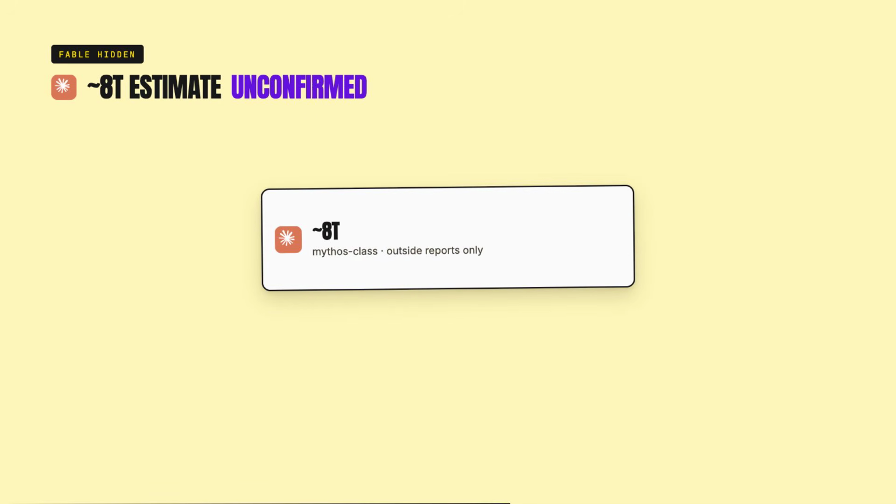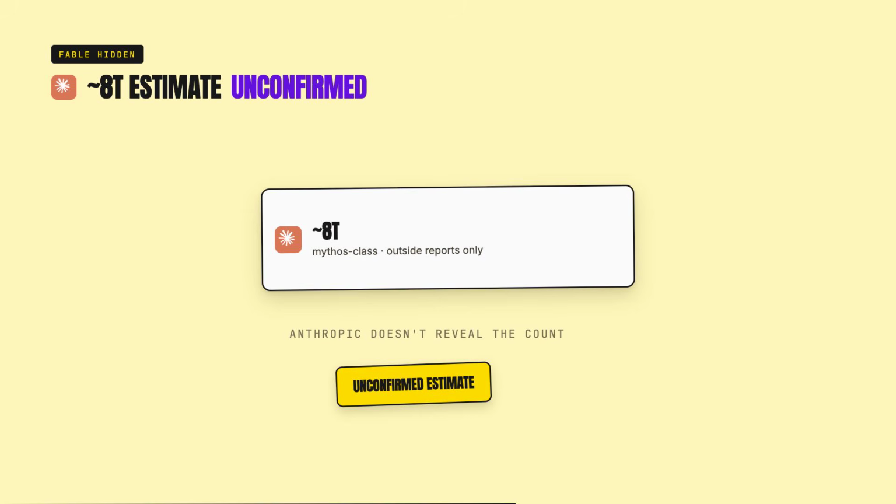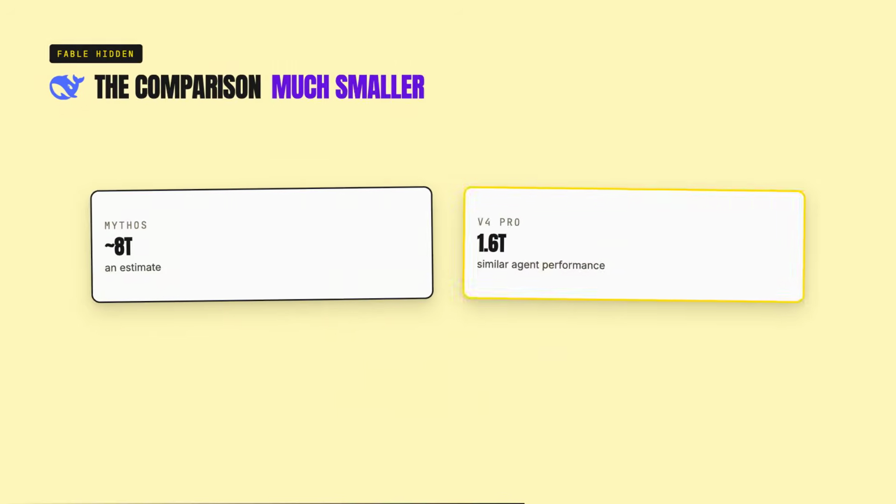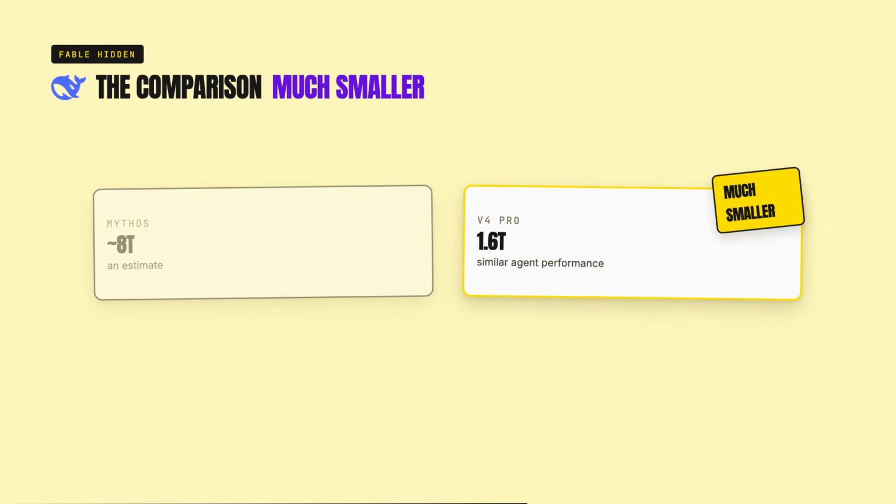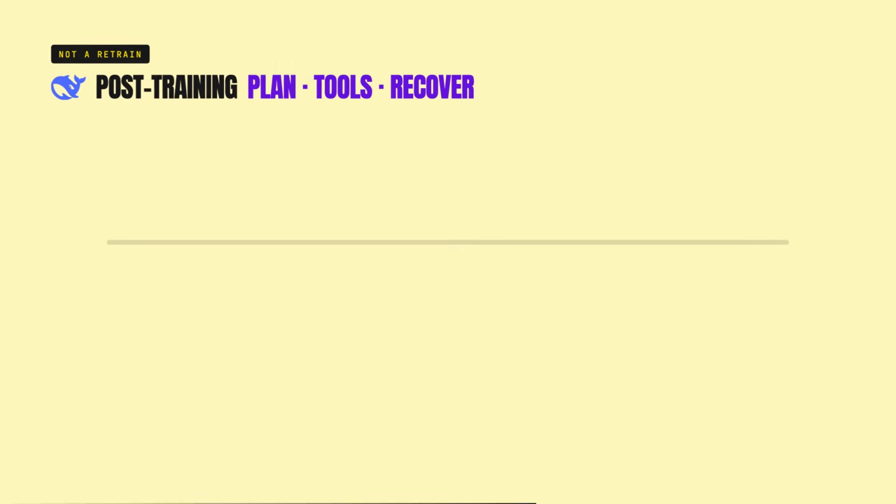Anthropic does not reveal Fable 5's parameter count. Outside reports estimate that the related Mythos class system may have around 8 trillion parameters. Anthropic has not confirmed that figure, so it remains only an estimate. DeepSeek may be reaching similar agent performance with a model that is much smaller overall, and 0814 was not presented as a new pre-training run.